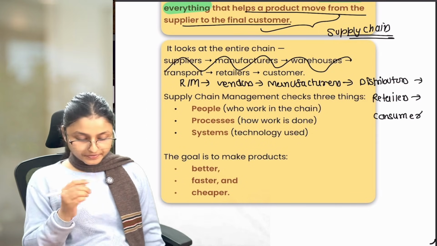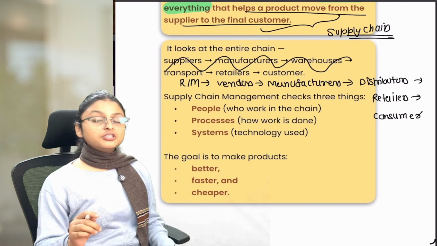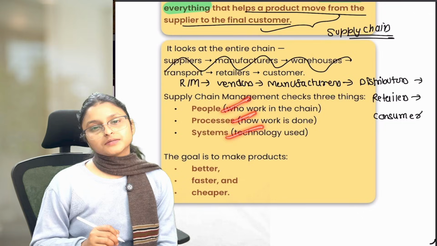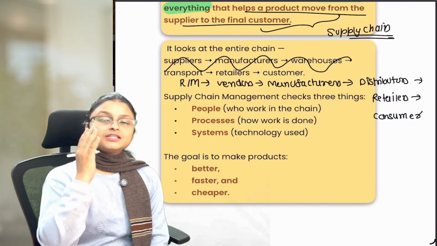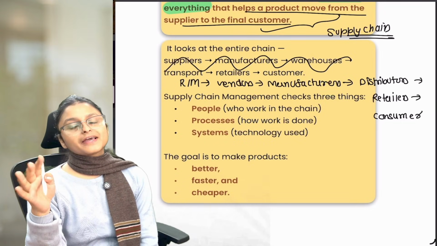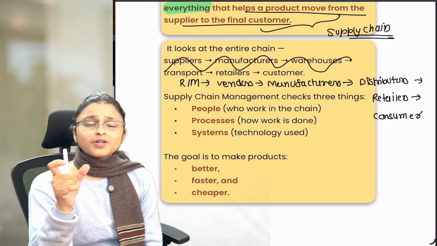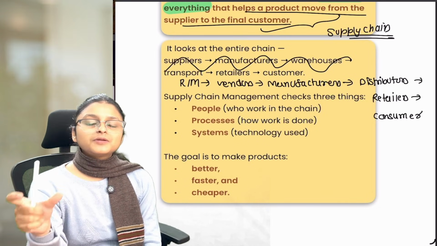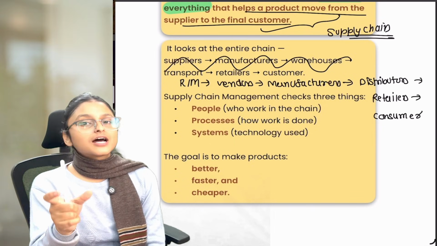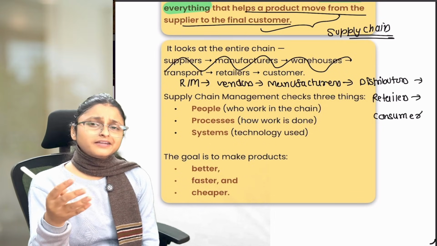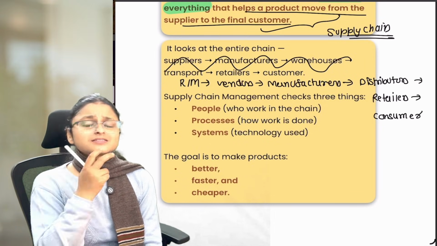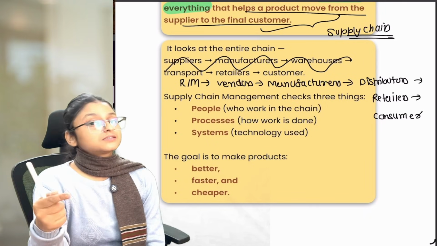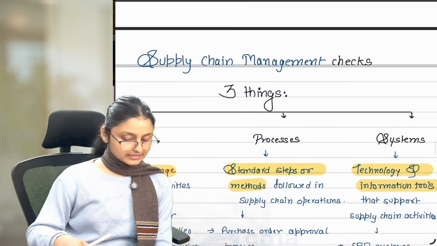Okay. Now, in supply chain management, we check 3 things, and these are people, processes and system. Think about it. If all these steps in supply chain are made up of people, process and system, and if we are managing these people, process and system, we are managing our supply chain. Now let's understand what people, process and system mean, and how people, process and system together make the supply chain.